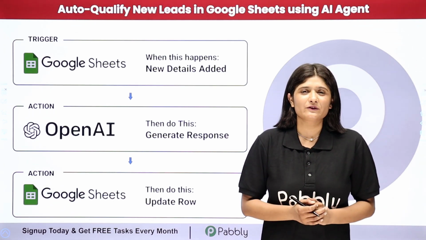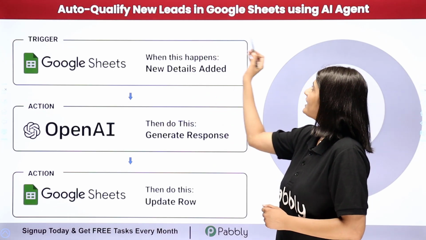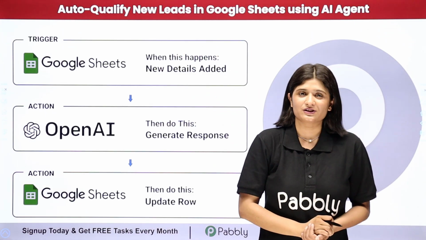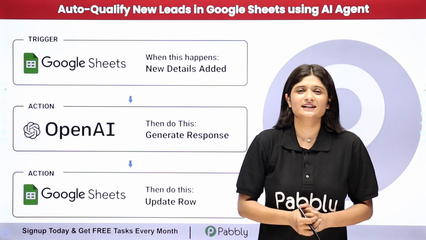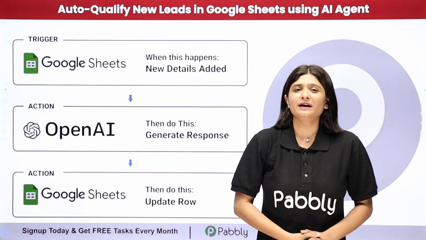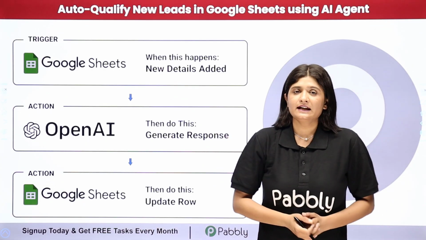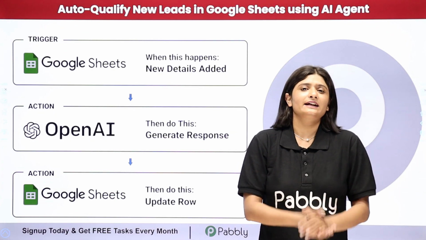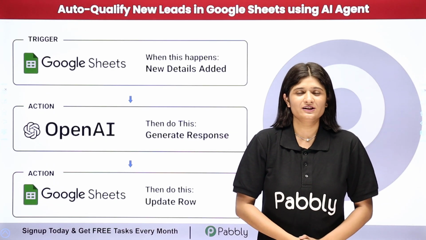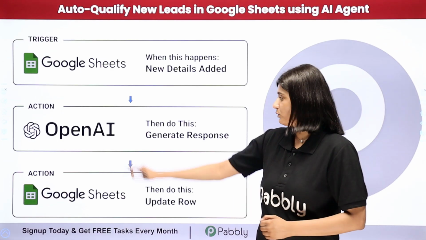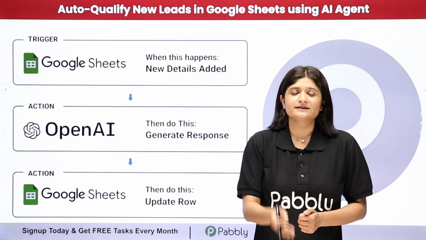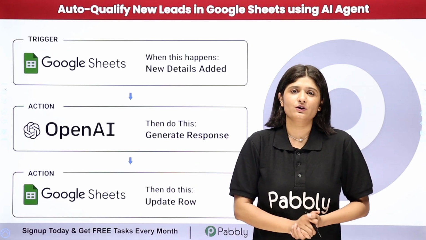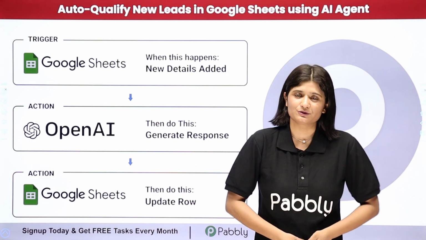In this video, we are going to learn how to auto-qualify new leads in Google Sheets using an AI agent. So let's suppose I'm running a real estate agency and I'm adding all my leads in my Google Sheets spreadsheet. Now I want that as soon as I add a new lead, it should be automatically analyzed with the help of an AI agent. Here I'm going to use OpenAI as my AI agent. It should give me the response whether the lead has been qualified or not, and then I'm going to add that to my Google Sheets.